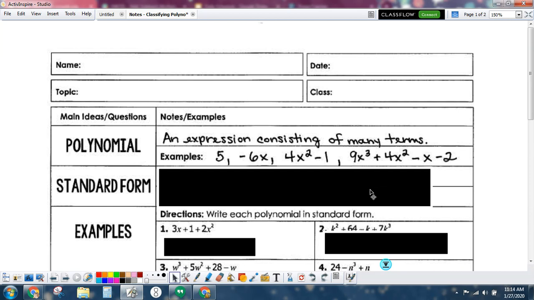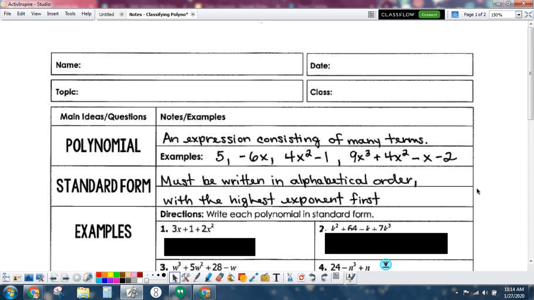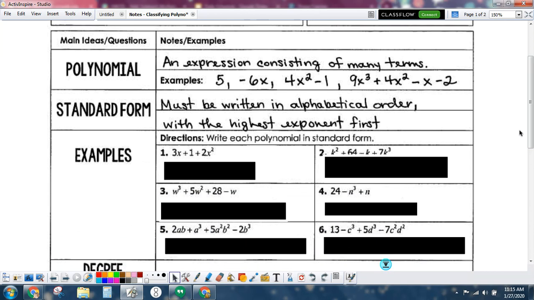Now, polynomials must be written in standard form, and what that means is that they're written in alphabetical order with the highest exponent first. So you can see in the example here, our highest exponent of 3 goes first, and then 2, and then 1. And make sure you're also focusing on alphabetical order. So for example, we have 3x plus 1 plus 2x squared. The x squared needs to go first because that is the highest exponent, and then 3x, and then 1.